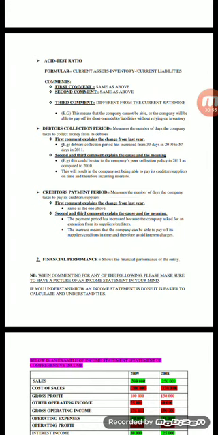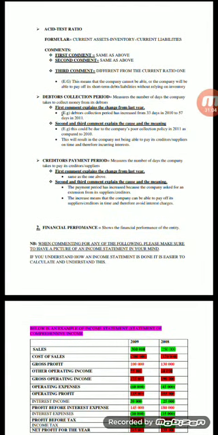And then number 3, now we were at debtors collection period, which measures how long it takes you to collect your money from your debtors. And the last one now is the creditors payment period, which measures the number of days the company takes to pay its creditors. Now, how long does it take you to pay your creditors or your suppliers?